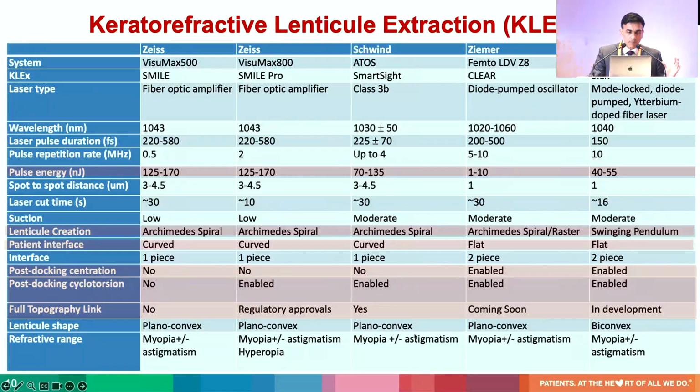This table is quite busy, but you see the ones that I highlighted. It talks a lot of detail about the different specifications on the machine, but the key features are really the ones that I've highlighted: energy, lenticule creation, shape, interface, docking, centration control, and fully topographical link itself. And these are some of the big differentiation factors between the different machines.